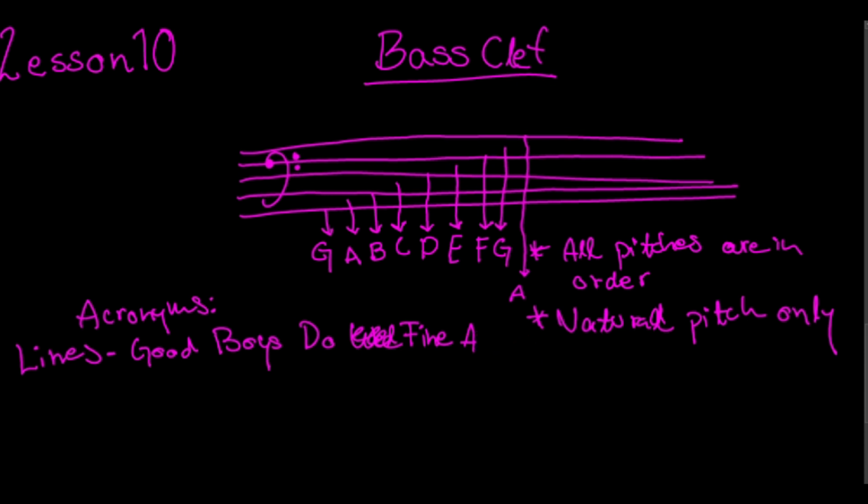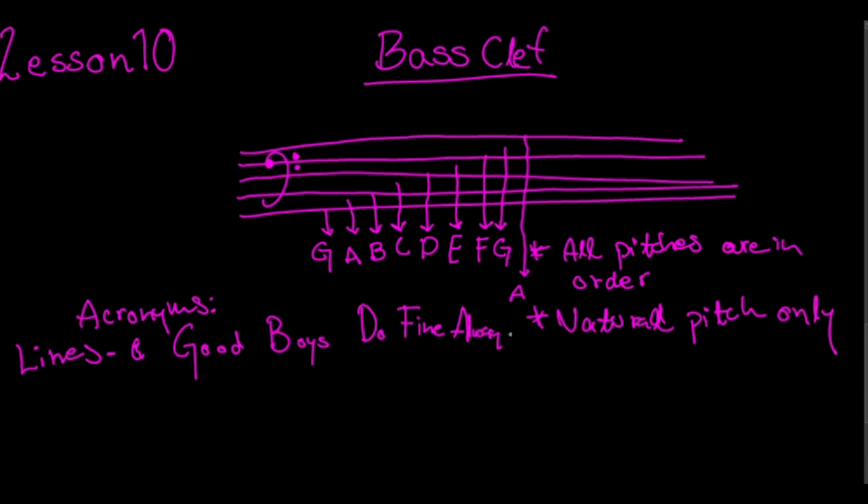In fact, let me rewrite that. I will just make the letters slightly bigger, just to give the idea. So, good boys do fine always. And the way this acronym works is the first letter of each word corresponds to that particular line. So the first line is G, second line is B, third line is D, fourth line is F, and final line is A. You can double check this with the diagram I've got up there. So good boys do fine always.